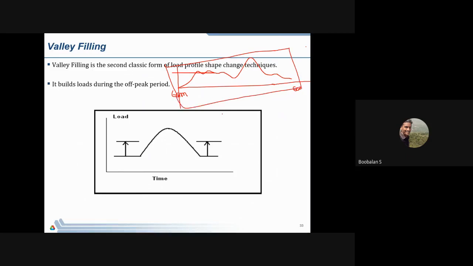We have values like this: this is my 2 to 5 p.m., this is my 6 to 8 p.m., and this is 8 to 10 a.m. For the remaining time, from 8 p.m. to morning 6 a.m., the load curve will look like this. So this is a peak demand, 6 to 8 p.m., and we have one more peak demand in the morning, 8 to 10 a.m.